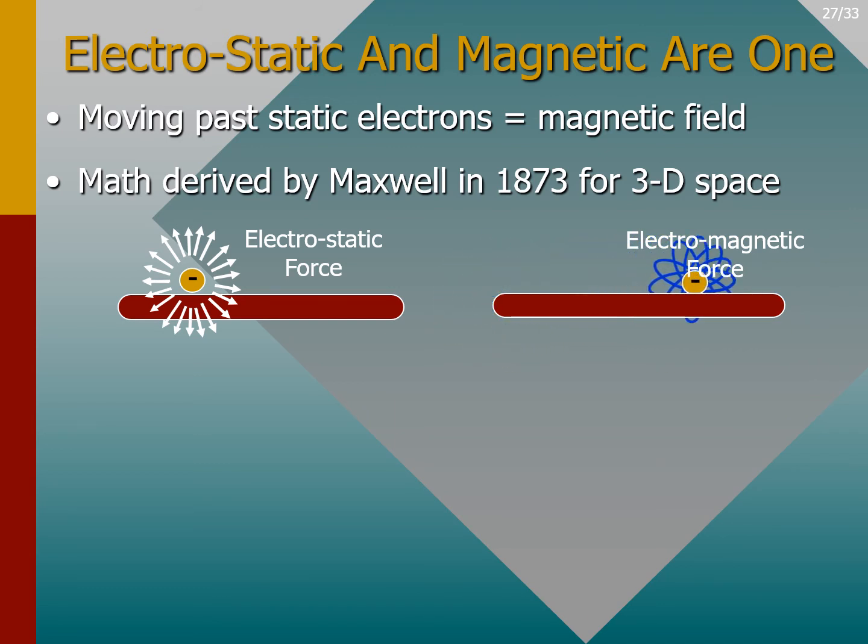Since it's the same electrons and the same field or force, we must conclude that the magnetic force is really just the electrostatic force with some relative motion occurring. That's why they're combined and described as the electromagnetic force. James Maxwell showed mathematically that the magnetic force and the electrostatic force were the same thing back in 1873, when everyone thought that the universe had only 3 dimensions.